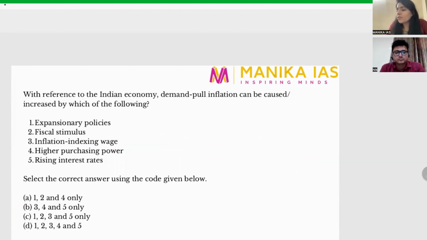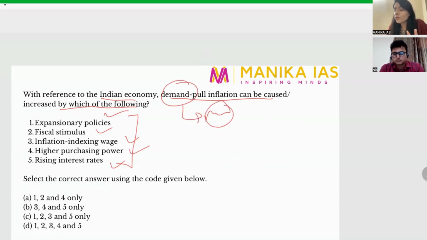Now see this question. With reference to the Indian economy, demand pull inflation can be caused or increased by which of the following? So what they're asking is how demand pull inflation will occur. They have given four or five points: expansionary policies, fiscal stimulus, inflation indexing of wages, higher interest rate, higher purchasing power. How will each increase it? You need to know the basic concept of demand pull inflation.